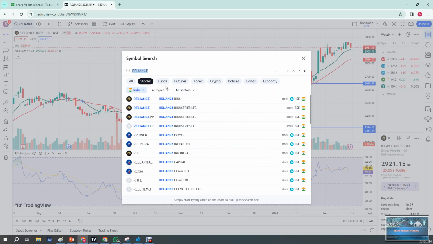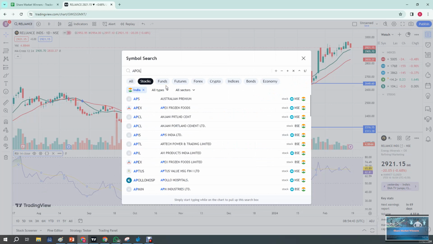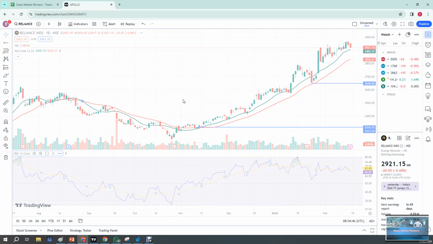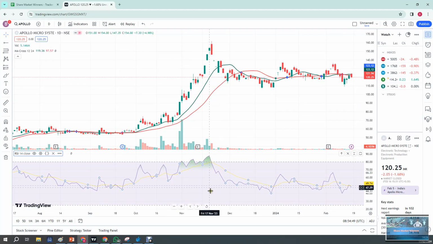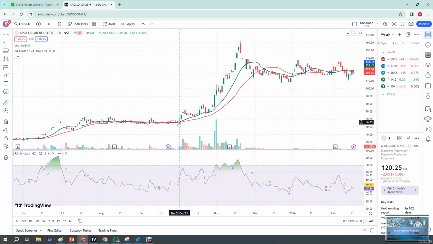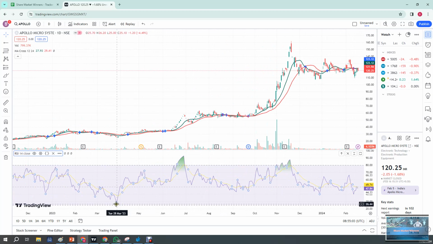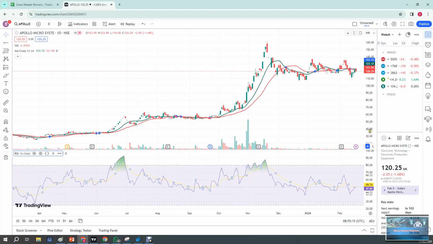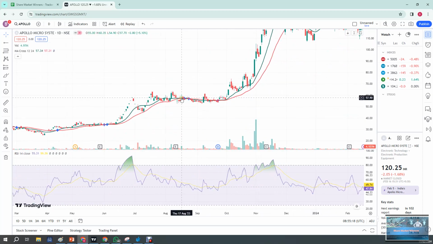For example, I'm going to see my favorite stock, Apollo Microsystems. Okay, so as we talked about, this is a good point to enter. And if you can see, this is another point where you could have entered, because these are the points where a moving average crossover happens. And if you are not a long-term investor, you could have exited at this point.